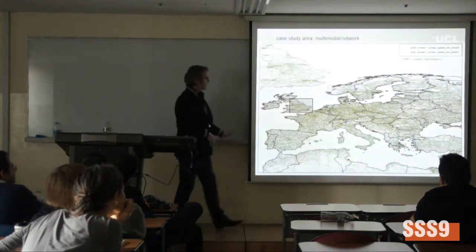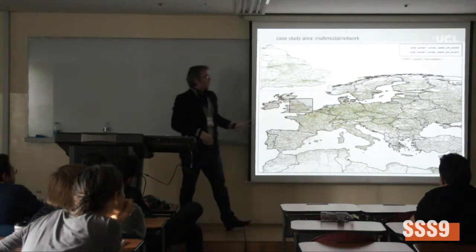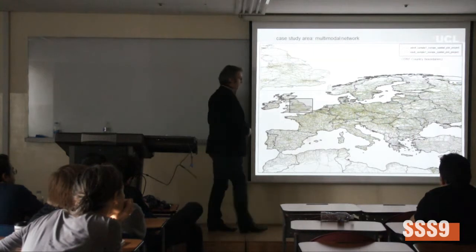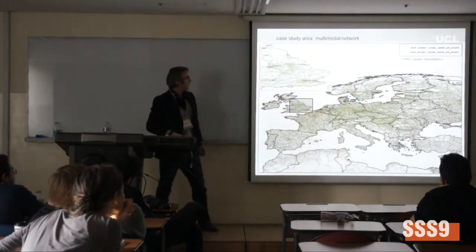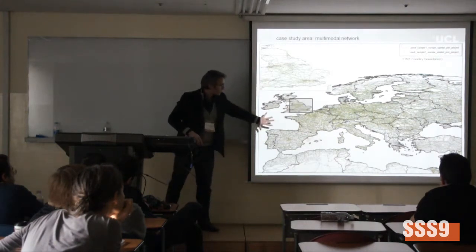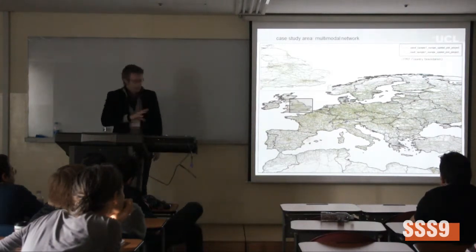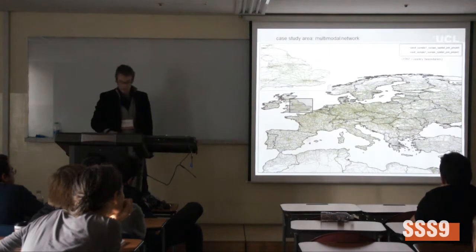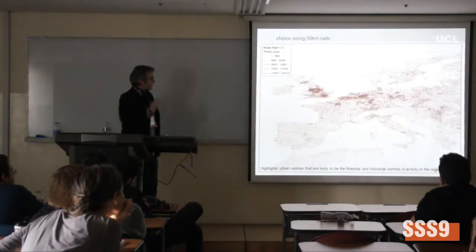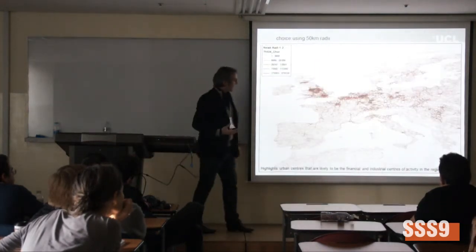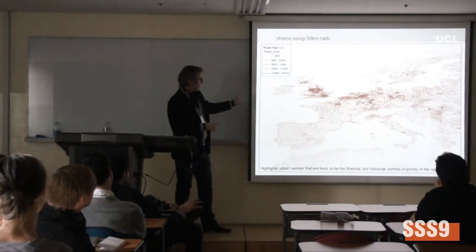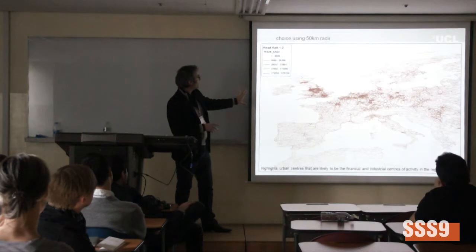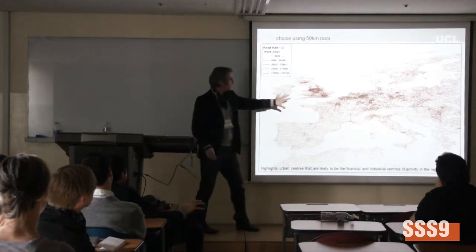So this is the kind of network we're dealing with. In this particular study, although we have access to global data, what we've concentrated on is generally the European map that you can see here. That's the kind of level of resolution of the roads that we take in the A and B roads, and it extends all the way over Eastern and Western Europe. This, just so you can see what it looks like when we start taking the centrality measures, is choice at the 50-kilometer radius. That's the sort of thing that you get.